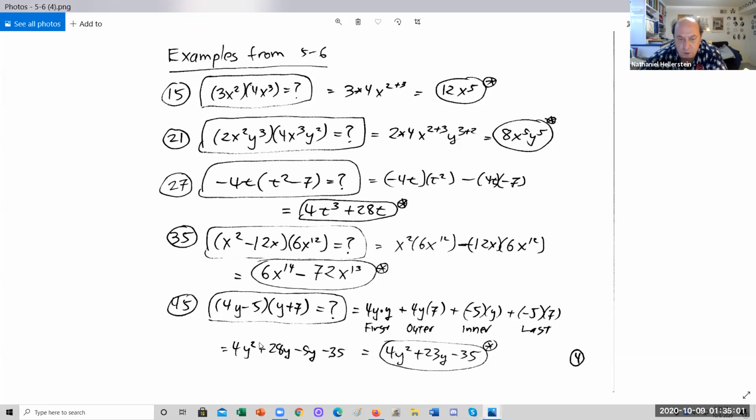Okay, the first term is 4y squared. 4y times 7 is 28y. Minus 5y is the inner term. Minus 35 is the last term. And then these two terms are like terms. 28 minus 5 is 23. So you get 4y squared plus 23y minus 35.